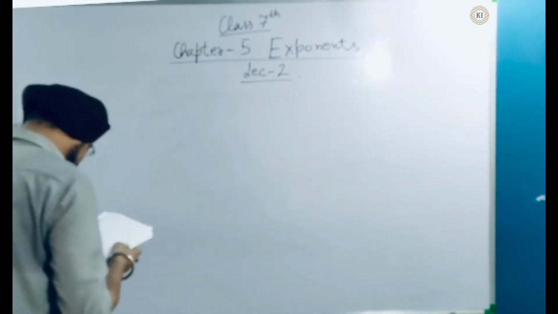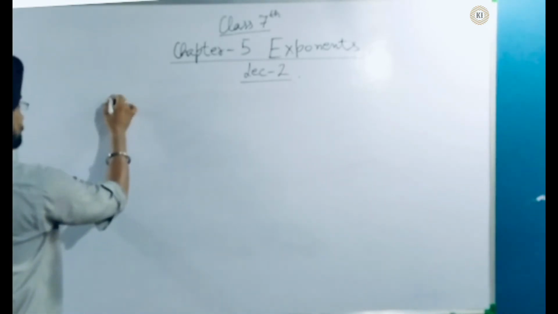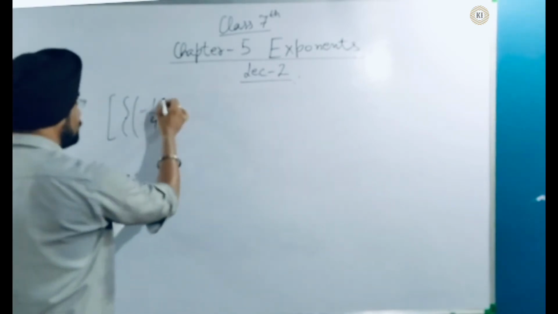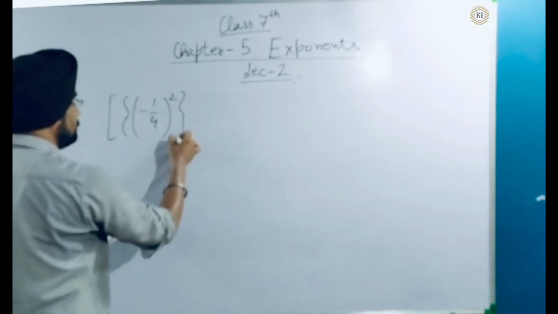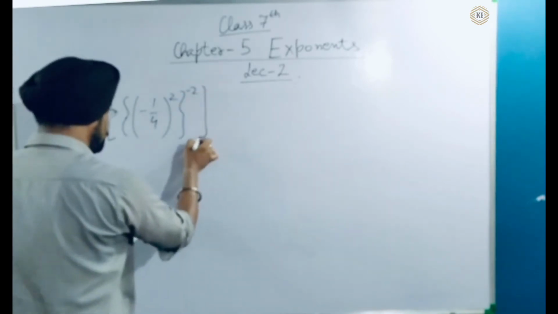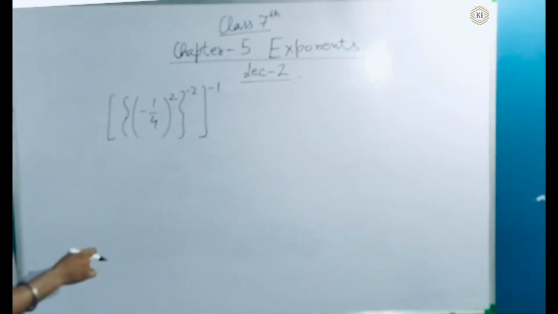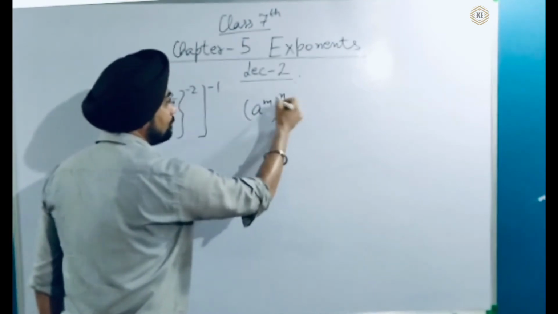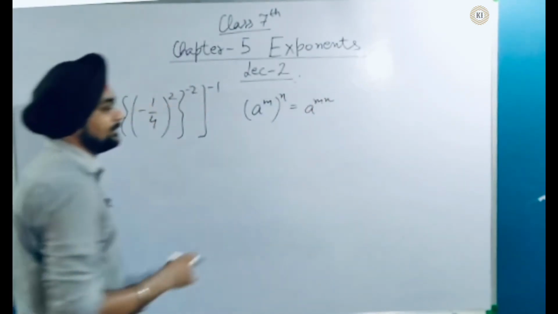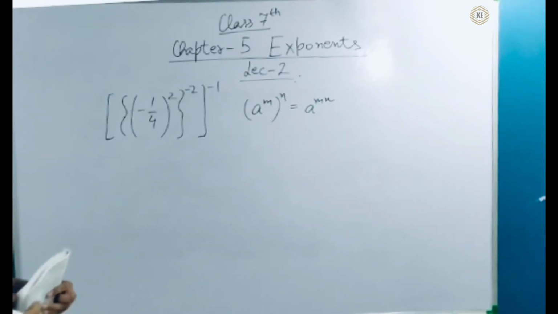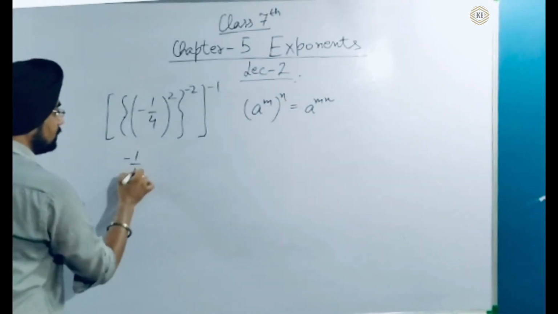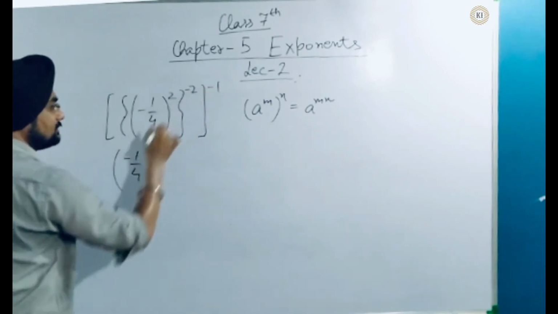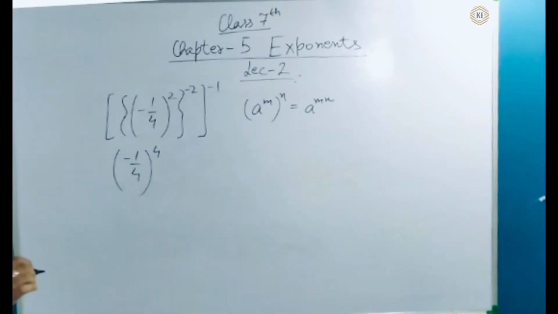Now next question is simplify minus 1 by 4 to the power 2, bracket, minus 2, again minus 1. Now I have told you according to the power law, a to the power m to the power n, power over power will be multiplied. Power over power will be multiplied. This is the fourth law. So minus 4 to the power 2, 2 2s are 4, and 4 into 1 will be 4. Minus minus will be plus. So minus 1 upon 4 to the power 4.